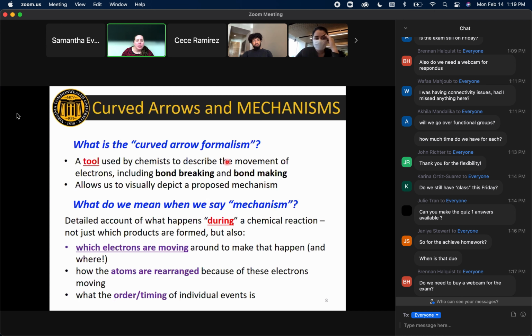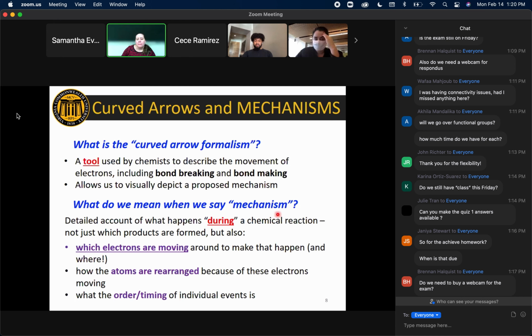The curved arrow formalism, as I've just said, is a tool. It's the same way Lewis structures are a tool, the same way that every chemist knows that a straight line between two atoms means there's a sigma bond there. Curved arrows, chemists universally recognize as a description of where the electrons are moving during a reaction. We use these curved arrows to demonstrate breaking or making bonds, and this gives us a visual sense and illustration of what is happening during a reaction.